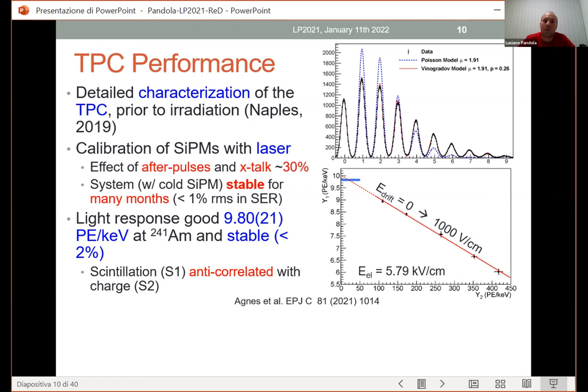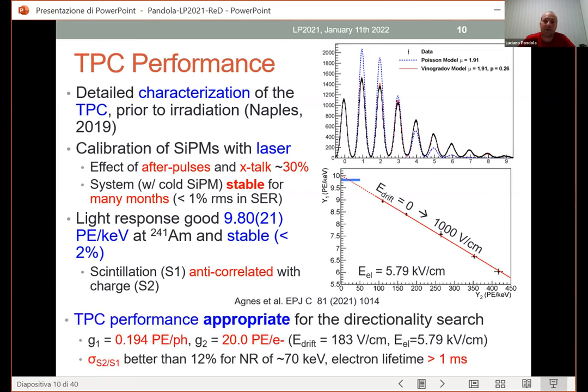So we were confident that the TPC was working fine before the irradiation, and also that the performance for the directionality search was good enough to allow us to check for the signal, for the hints we are seeing. The electron lifetime was better than 1 millisecond, which is much longer than the drift time in the TPC. We have more than 20 photoelectrons per electron as ionization yield, and so on. So everything was in place.